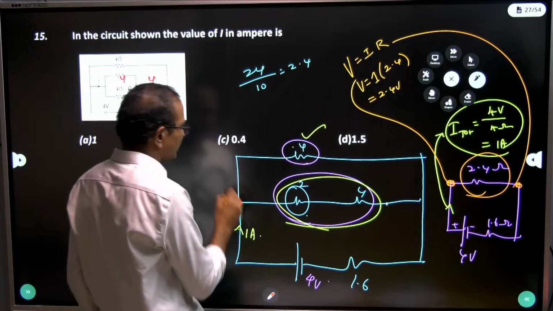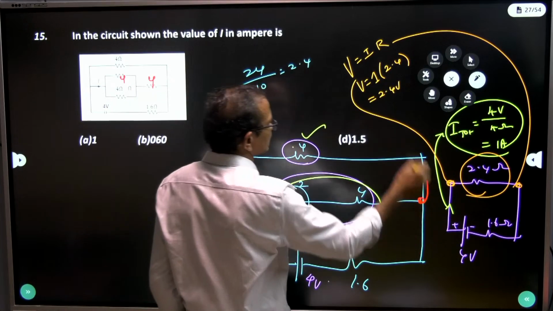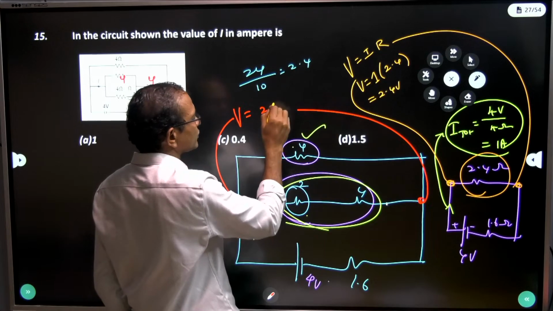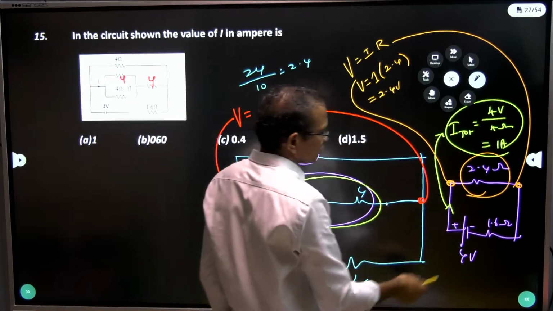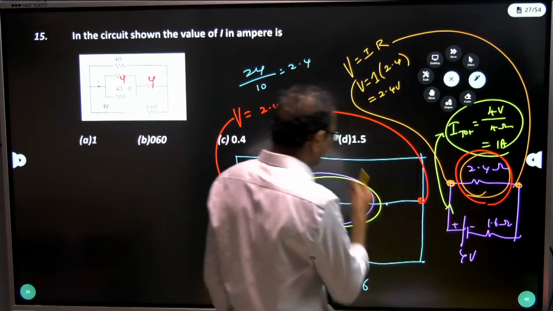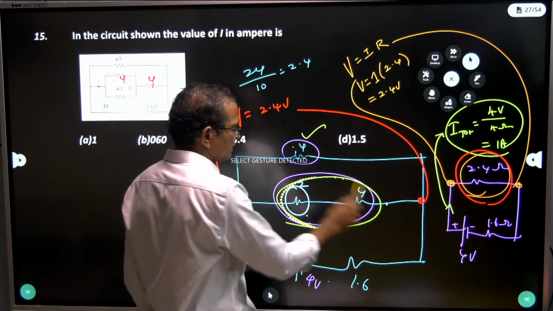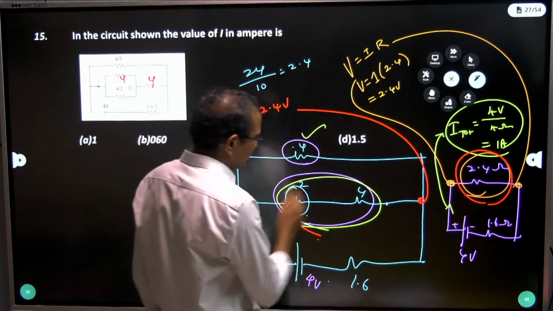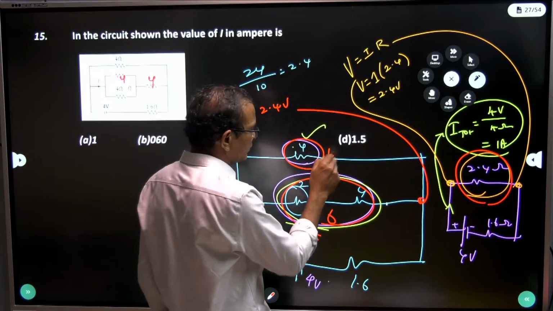What is the voltage across this? Come on. 0.4? No, 2.4 volt. The same, because this is due to parallel combination of these two, 6 and 4. 6 4 parallel only, you got it.